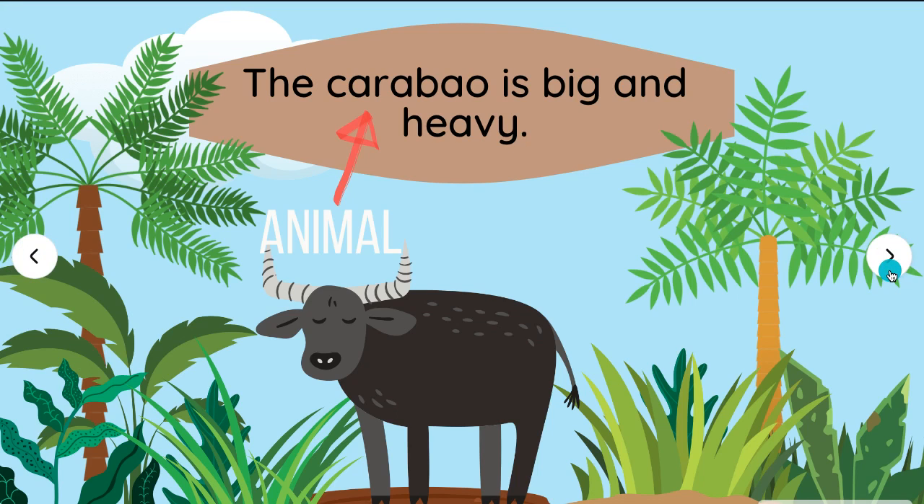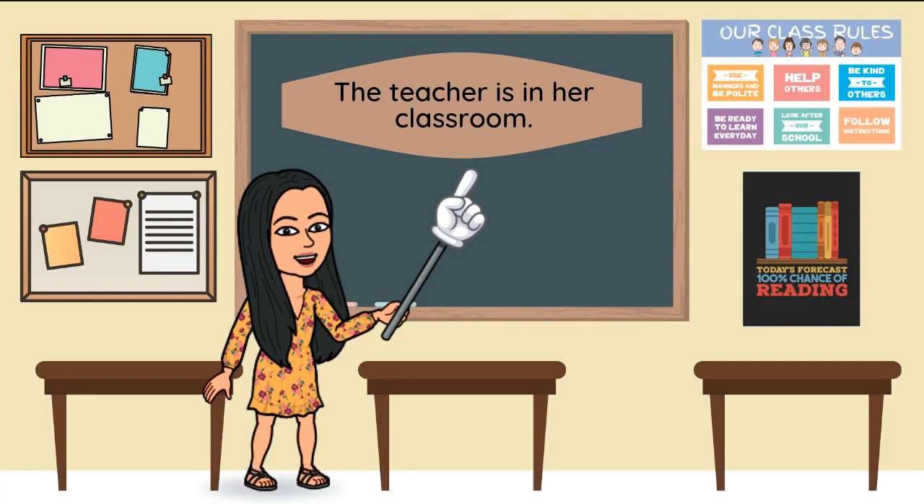Let's look at another example. I'll read this sentence out loud. The teacher is in her classroom. Remember, a noun names a person, place, thing, or animal. So in this sentence, there are two nouns. The first noun is teacher, which names a person. The second noun is classroom, which names a place.